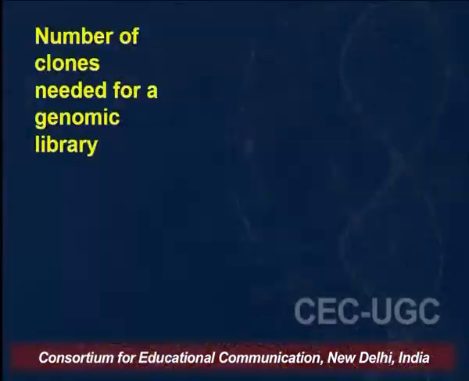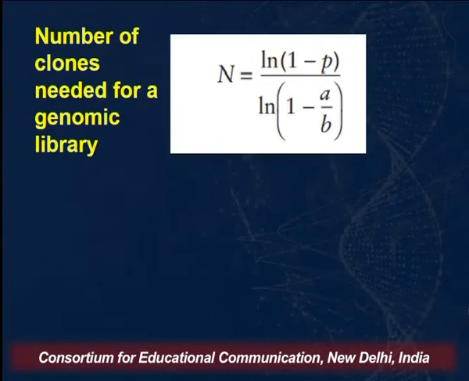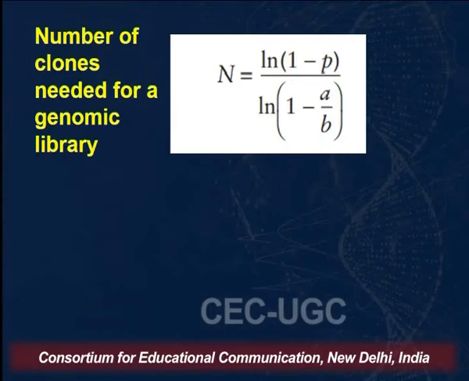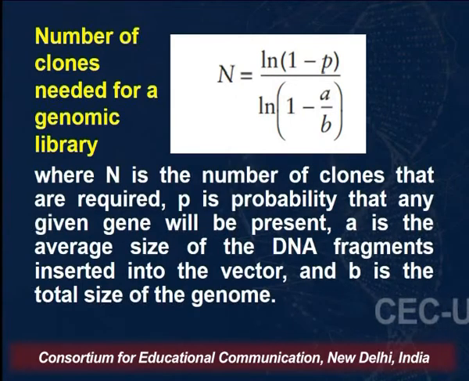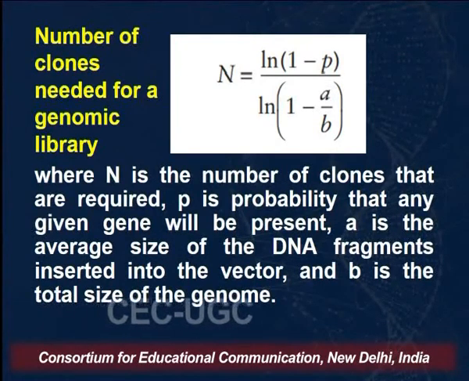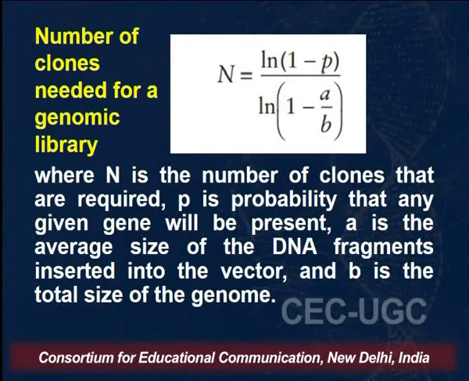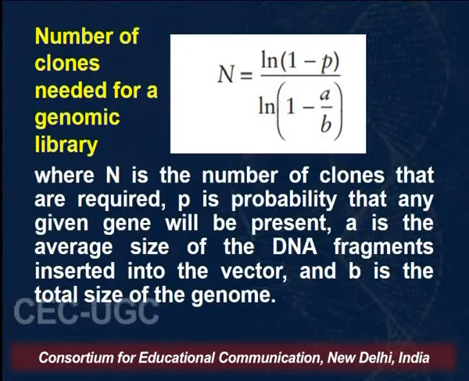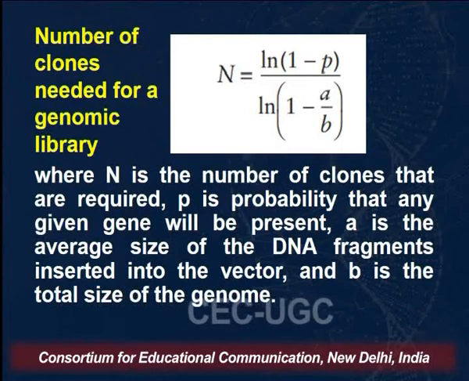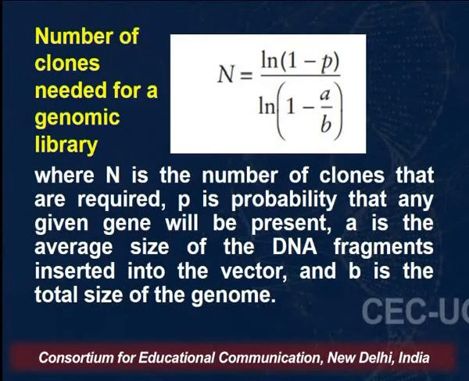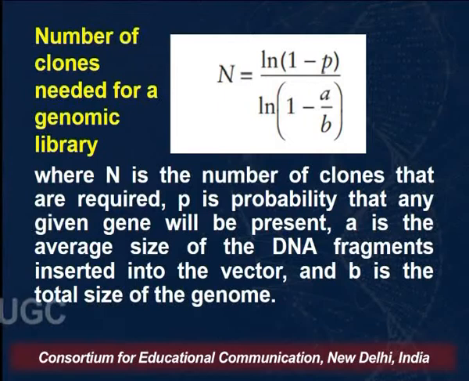So to find out the number of clones needed for a genomic library, there is a formula: N = ln(1 − P) / ln(1 − a/b), where N is the number of clones that are required. So we need to find out that after transformation of the recombinant clones, how many colonies should we look at, so that if we have got these many colonies, our genome is represented. P is the probability that any given gene will be present. So obviously there will be a probability that any given gene will be present in that library.